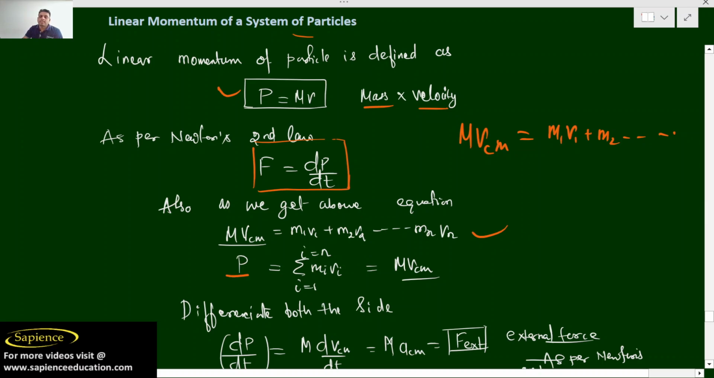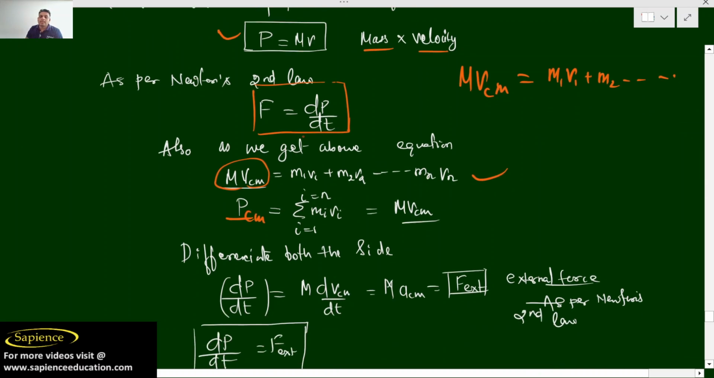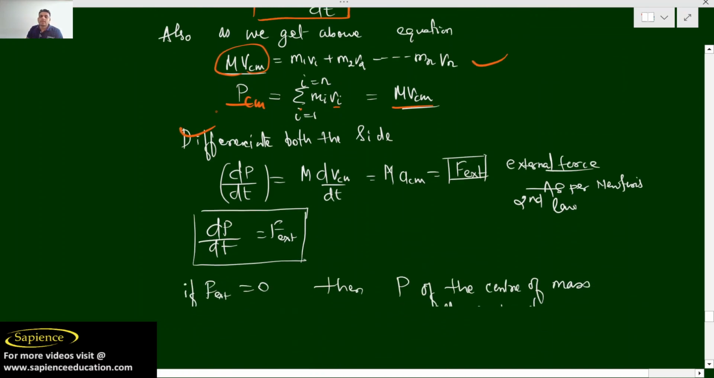So can we write here the momentum of the center of mass can be written as the summation of m_i v_i from i to n, that is m into the velocity of the center of mass. Now differentiate it on both sides with respect to time t. So when we differentiate momentum with respect to time t, what will happen? dp/dt is equal to m d(v_c)/dt, where v_c is the velocity of the center of mass.